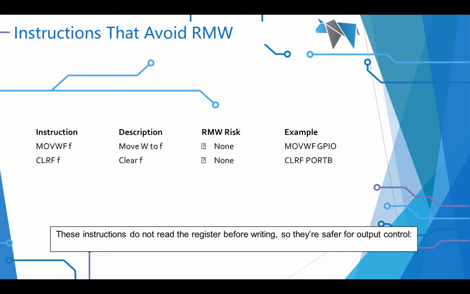Instructions that don't have this are things like moving W to the register, so it's moving something from an F register into a GPIO, or clearing the port. They just don't have those issues. So what we're going to try and do is leverage that insight. We know that these two don't have that issue.